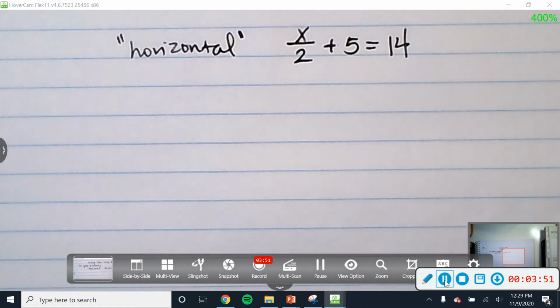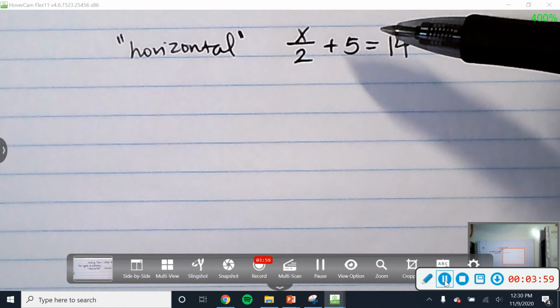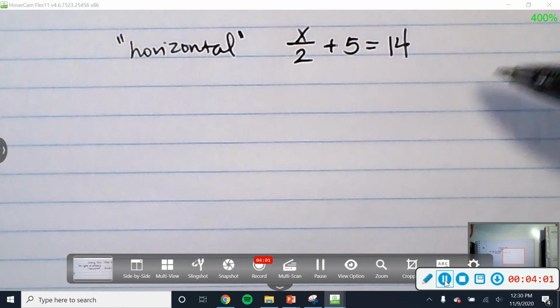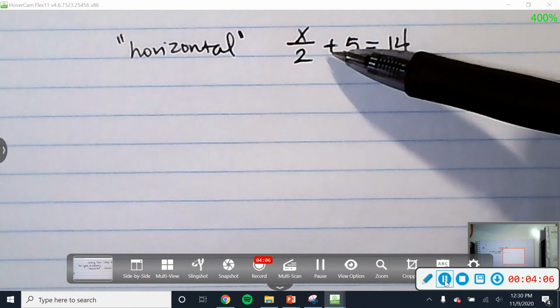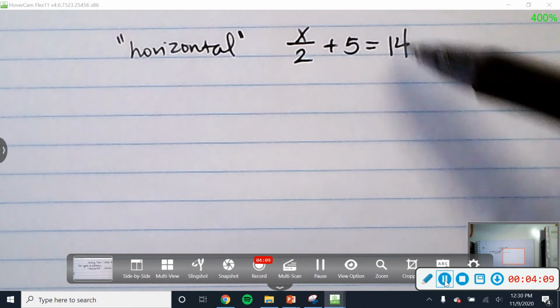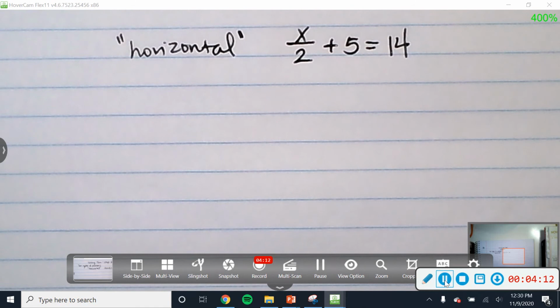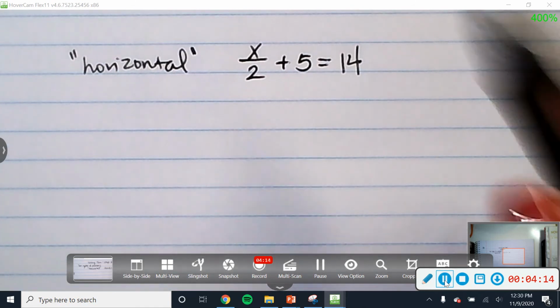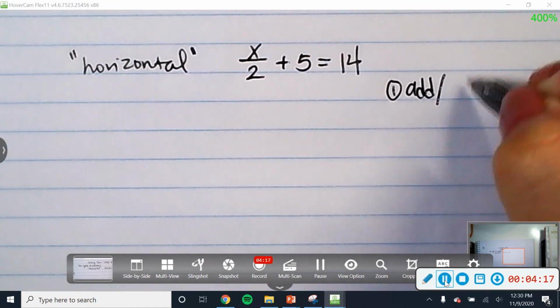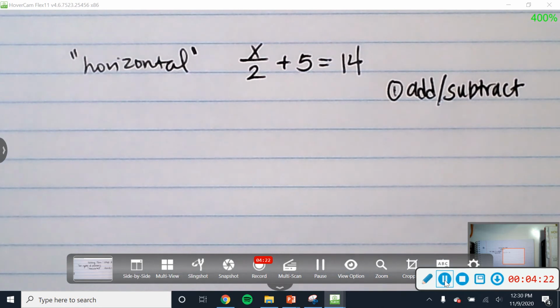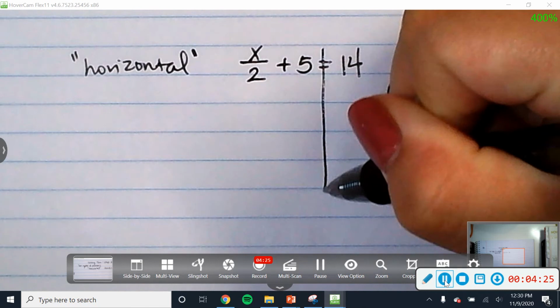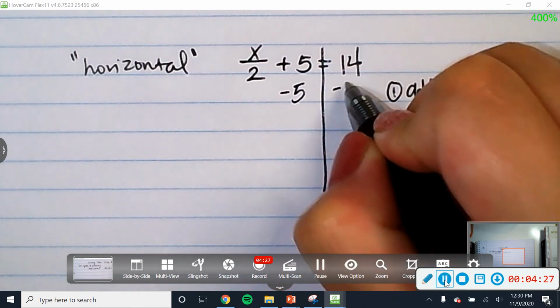Let's look at another horizontal type of problem that looks a little bit different. So this one here, it is still considered horizontal because we can see that it goes straight across. The only difference here is where our variable is, but there's still an addition or subtraction and a number on the other side. So we're going to follow the exact same steps to solve. So I start with my addition subtraction. And because I have a plus 5, I need to do the opposite. So that means that I should be subtracting 5 on both sides.